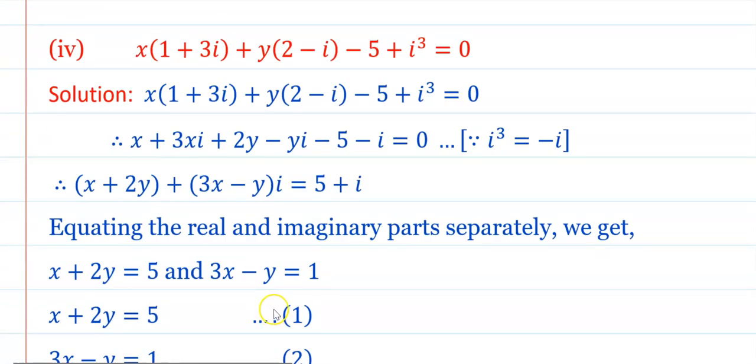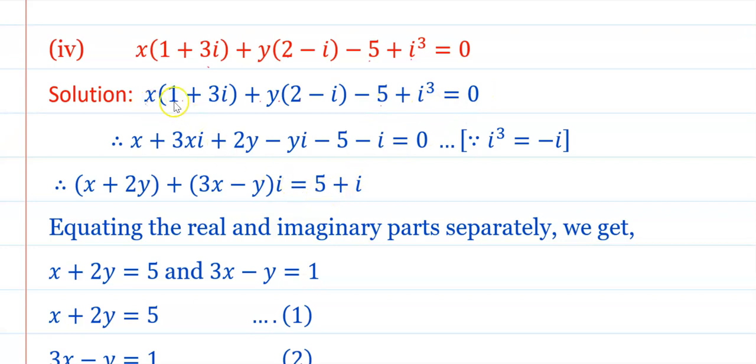Now the fourth problem. What is that? x in bracket 1 plus 3i plus y in bracket 2 minus i minus 5 plus i cube that's equals to 0.